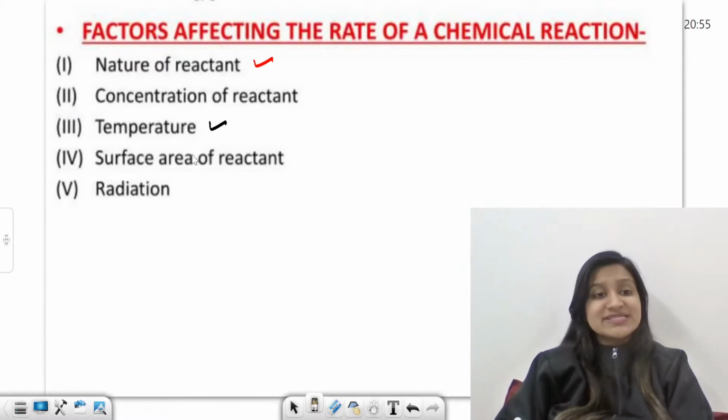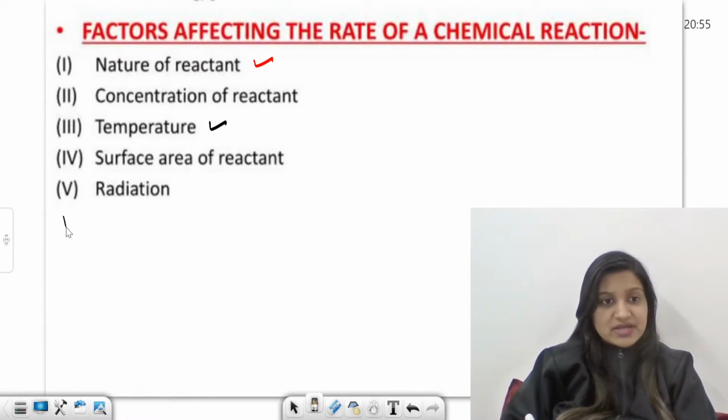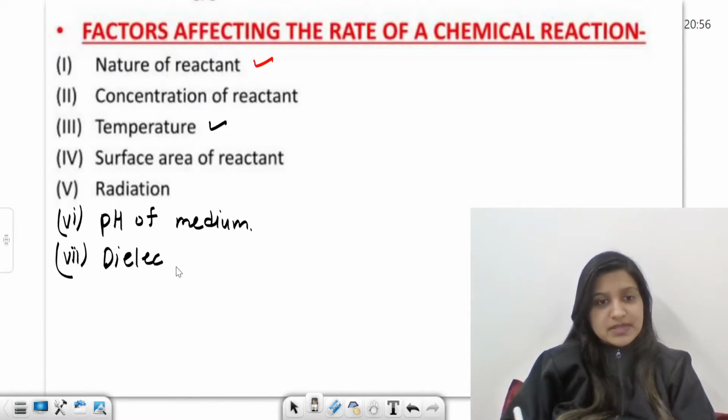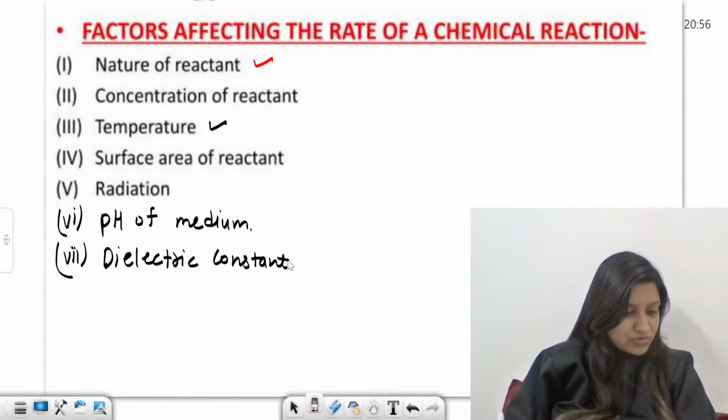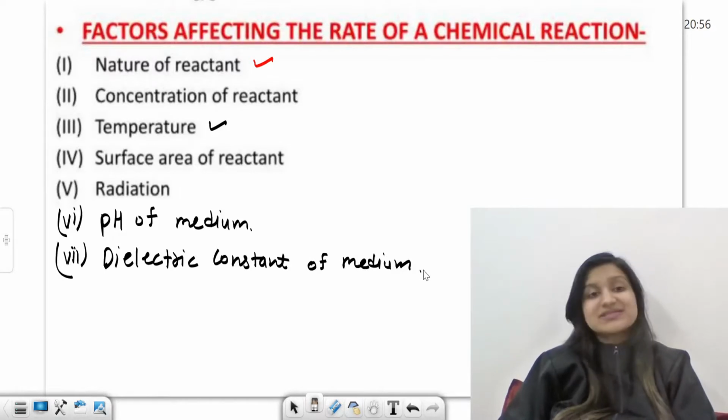Surface area of the reactant. Fifth is radiation. And what else can we add? It also depends on the pH of medium. And what else? The dielectric constant of the medium. These are the factors affecting.